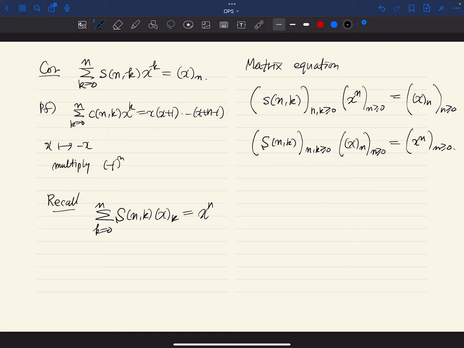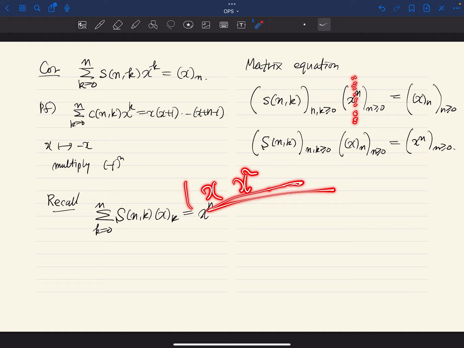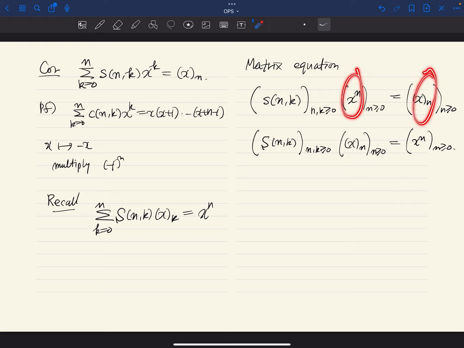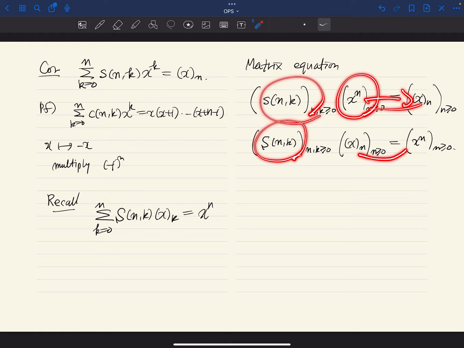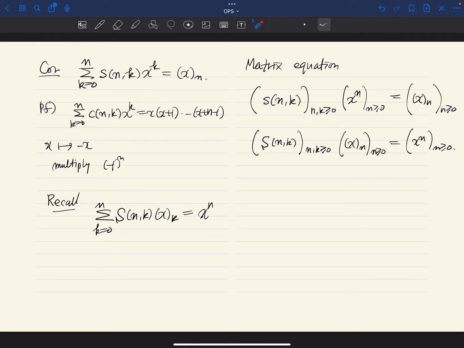Okay. But if you look at this column vector, this is a sequence of polynomials, 1, x, x squared, dot, dot, dot. So this is a basis of the space of polynomials. So this is the basis. This is also a basis because each polynomial has degree n. So this is the change of basis matrix. So it must be invertible. So if this changes this basis into this, and if this does the other way around, that means these two are inverses of each other.